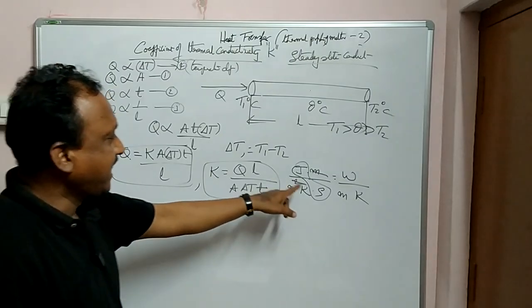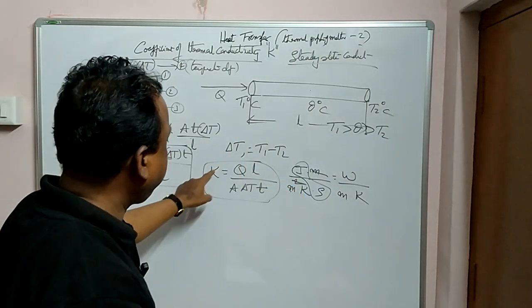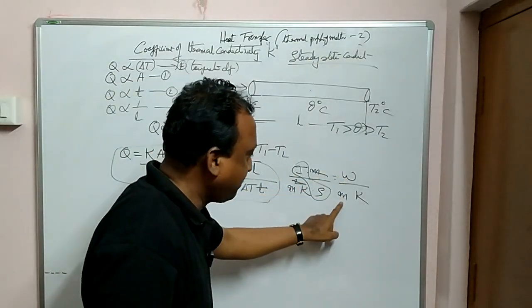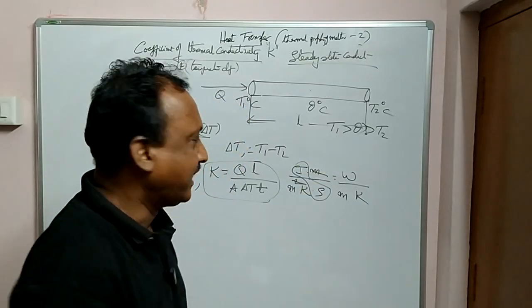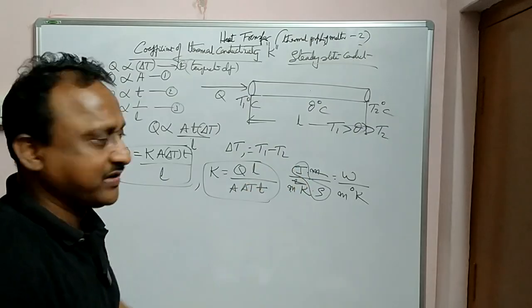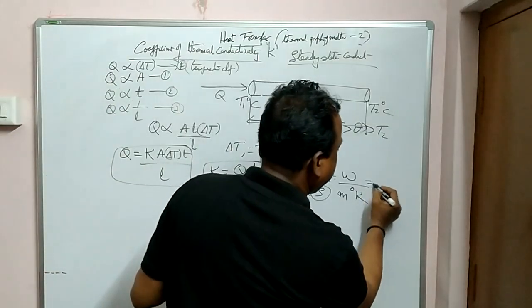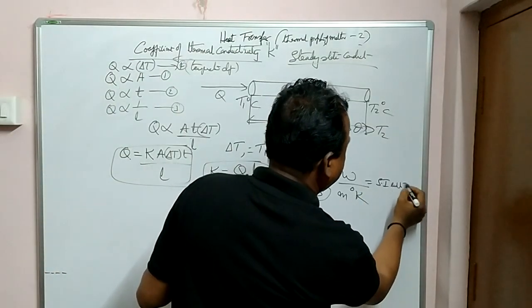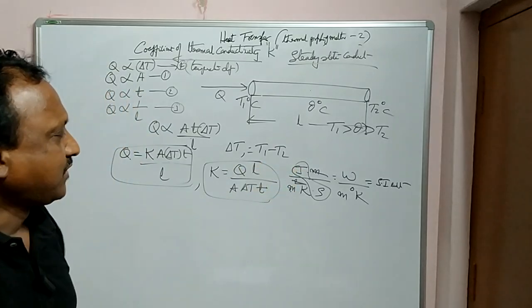Okay, so please check it. The SI unit of thermal conductivity is watt per meter Kelvin, degree Kelvin, because it is a temperature difference. This is the SI unit. In examinations they are asking this. So the SI unit of K is watt per meter Kelvin.